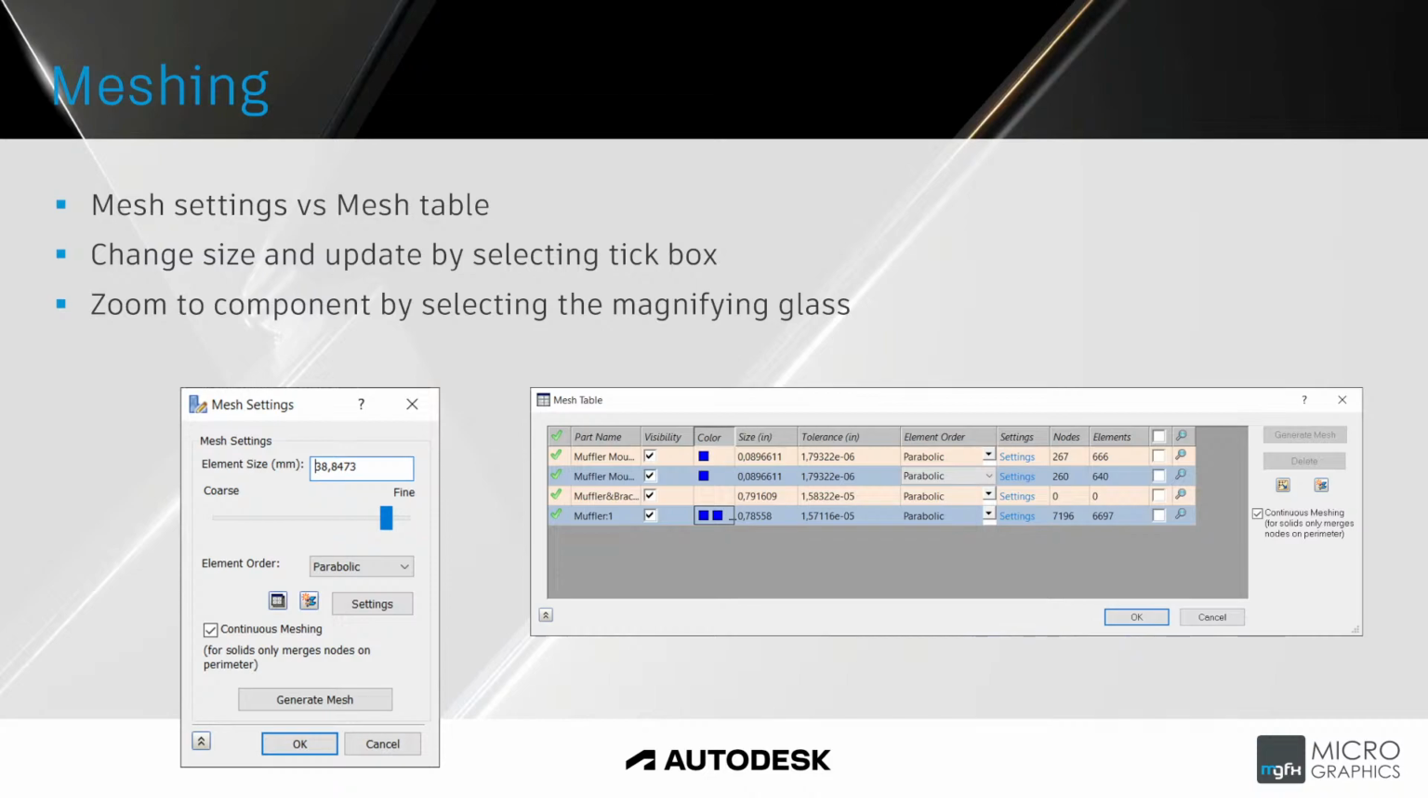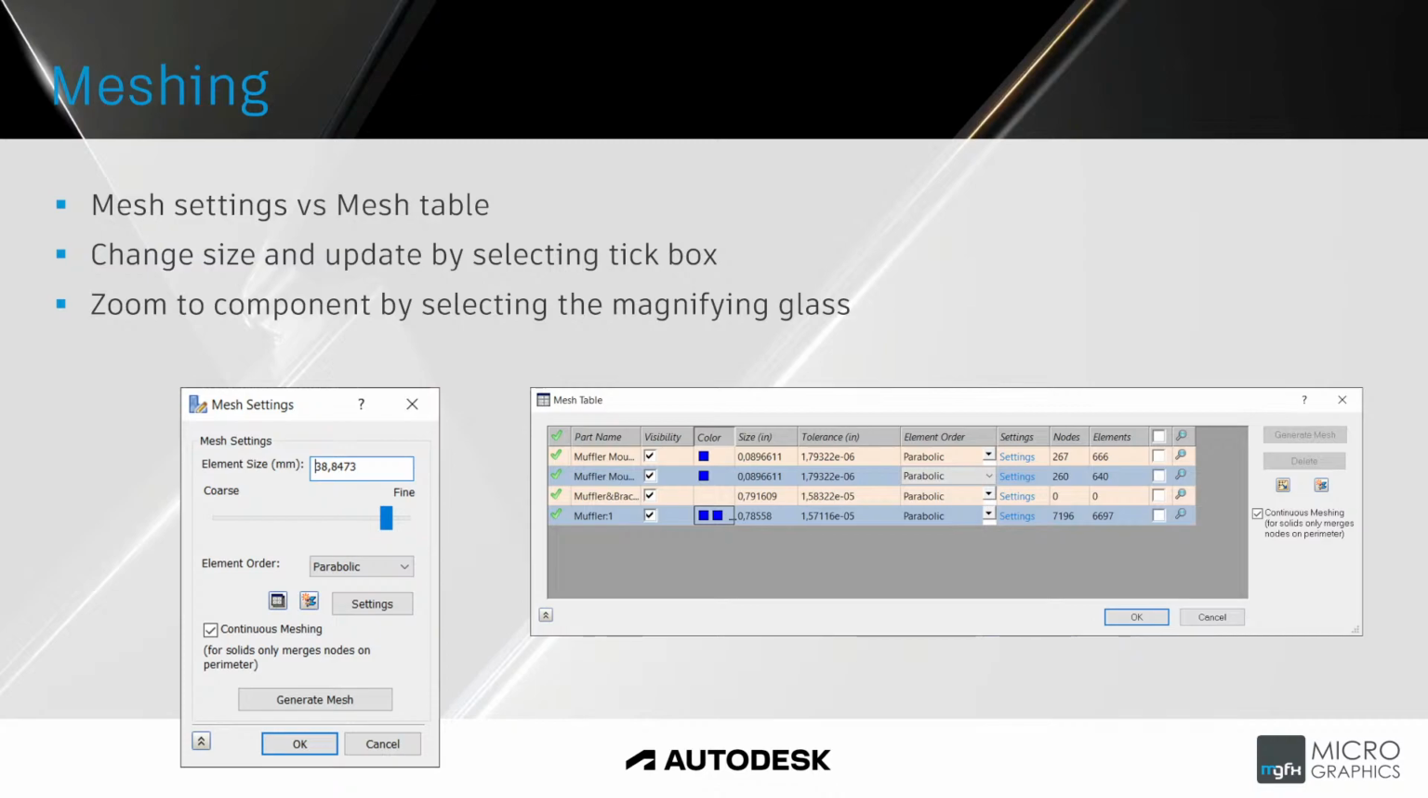What the mesh table does is it will discard your mesh settings, and it will rather use the mesh table to mesh and do your analysis on. With the mesh table, I can actually, for the different components, have different size mesh elements. Over here you can see I've got 4 different parts, and I can put 4 different sizes. The top 2 I've got the same size, and then the bottom 2 I've got 2 different sizes.